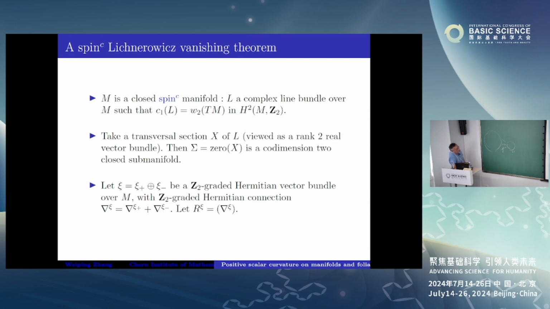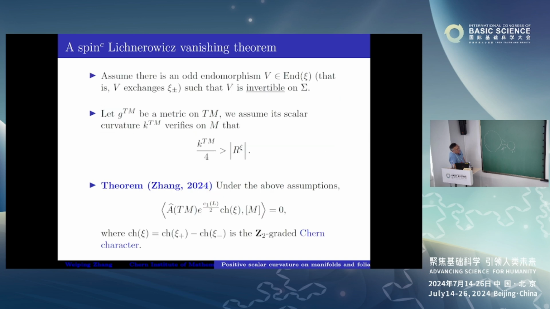We also assume that on the total manifold there is a Z2 graded Hermitian vector bundle with the Z2 splitting. Then we assume there is an odd endomorphism V of the Z2 graded bundle, where odd means V exchanges psi plus and minus, and we assume V is invertible on this submanifold. Then we assume that there is a metric such that the scalar curvature verifies this condition.